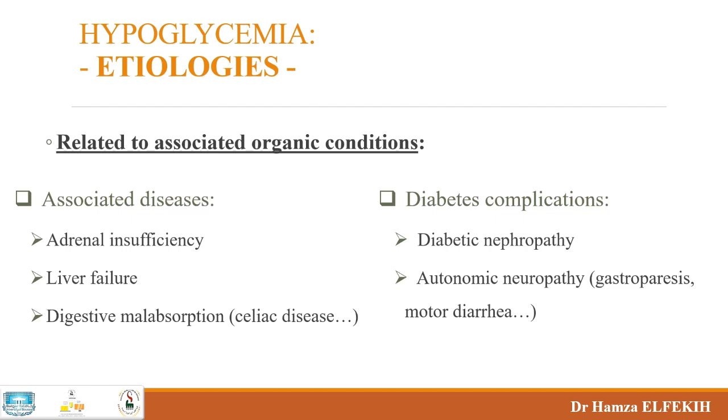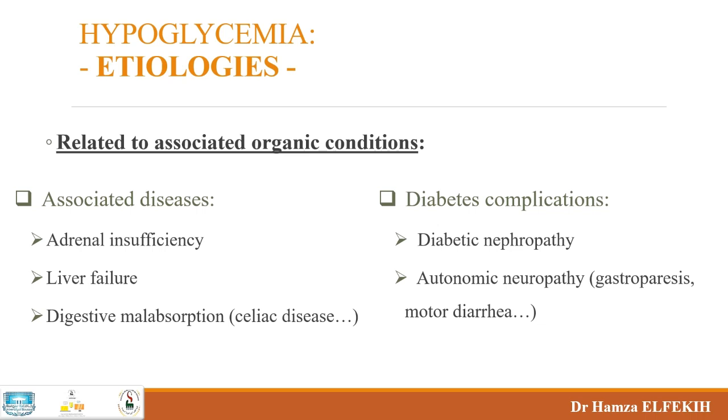For the etiology related to associated organic conditions, the patient could have liver failure. Especially the patient with autoimmune disease, like type 1 diabetes mellitus, could have adrenal insufficiency or celiac disease, and these are frequent causes of hypoglycemia, especially in patients with type 1 diabetes mellitus.